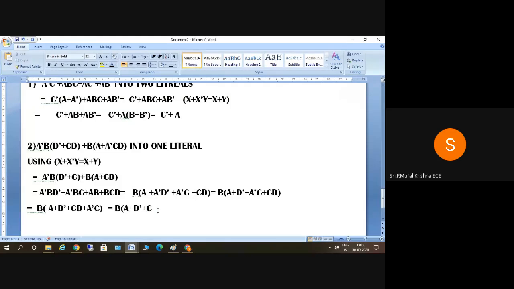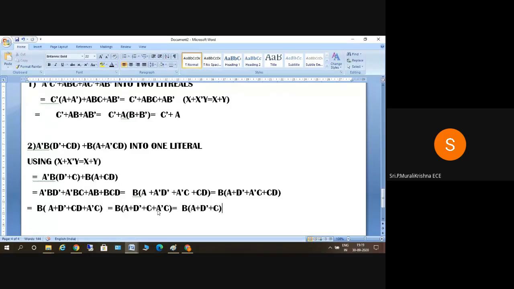So d bar plus c plus a bar c. And now it is again b into a plus d bar, plus c into c plus ac bar. So what can I do there? So c plus ac bar. If I take c as common, then 1 plus a bar, so that will be equal to c only. Okay. So we can't reduce to one literal.